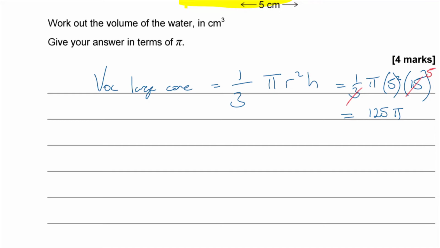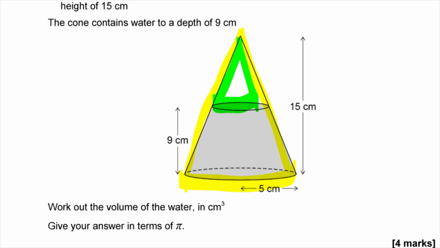Okay, so now let's do the smaller cone. Volume of small cone. Now the small cone is this green one up here. What we need to do is work out the radius and the height of this cone. The height's easy enough. It's the difference between the 9 centimeters and the 15 centimeters, in other words, it's got a height of 6. Because the large cone and the smaller cone are similar, they have the same angles, and all their sides are going to be in the same ratio.